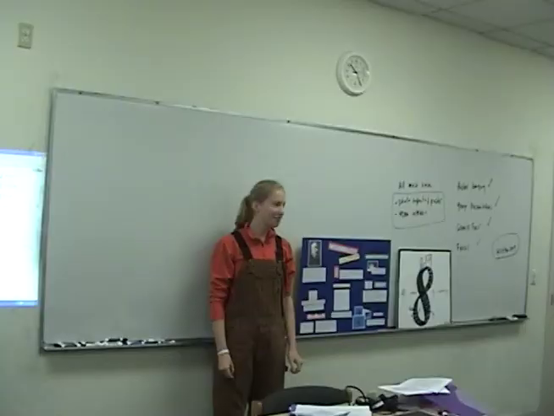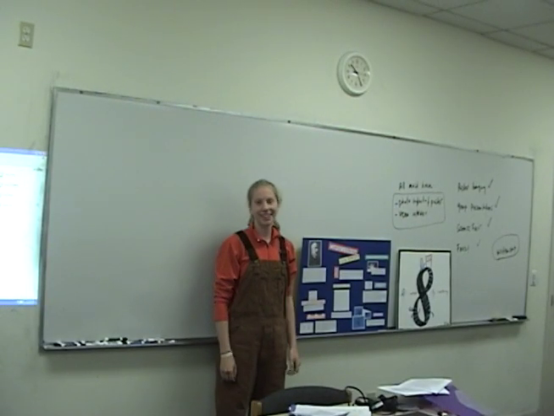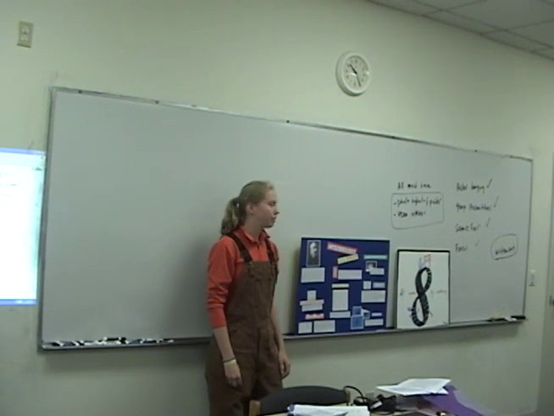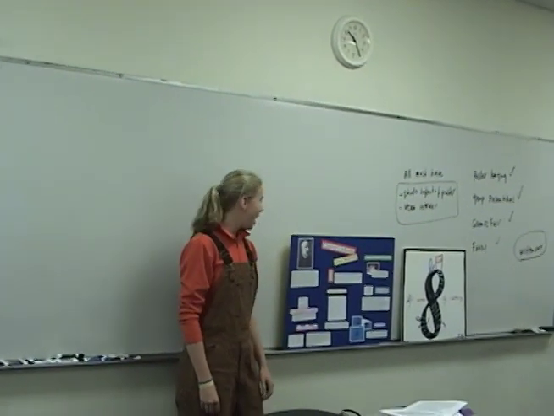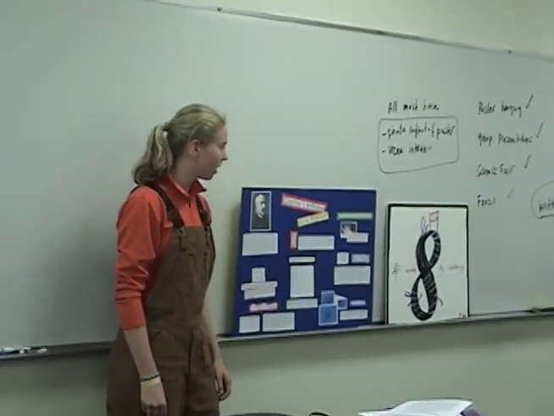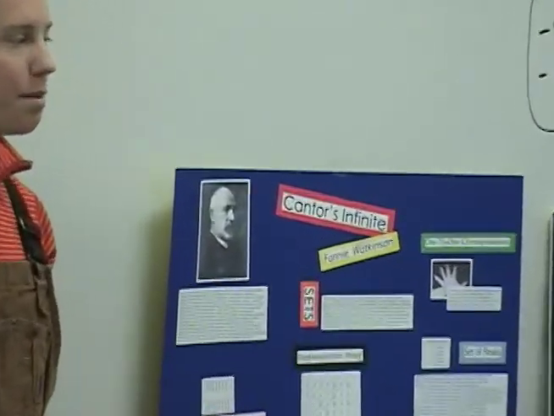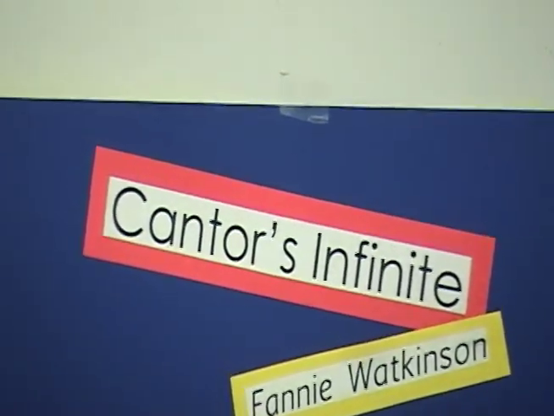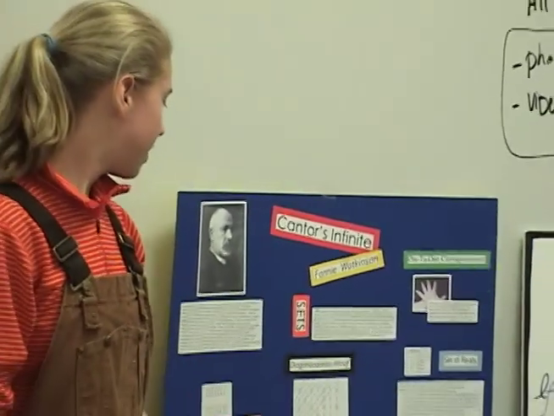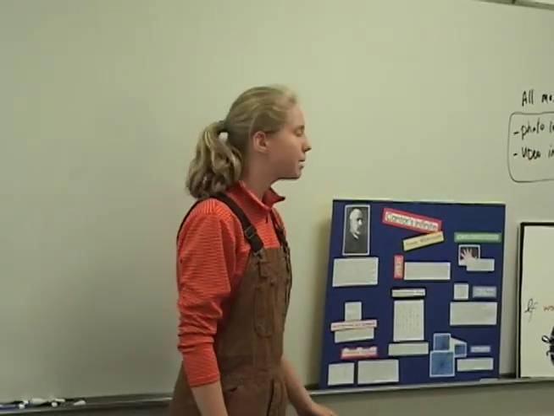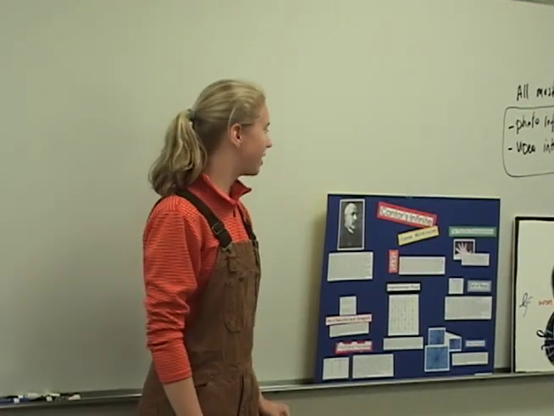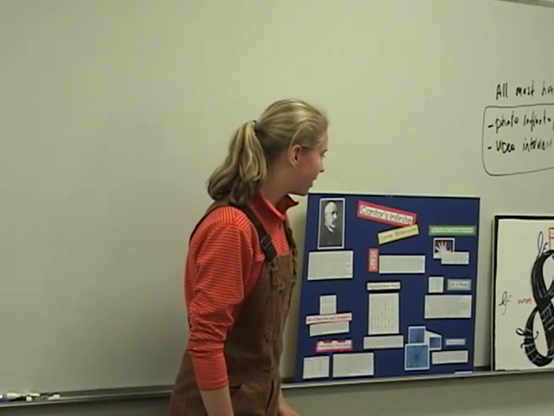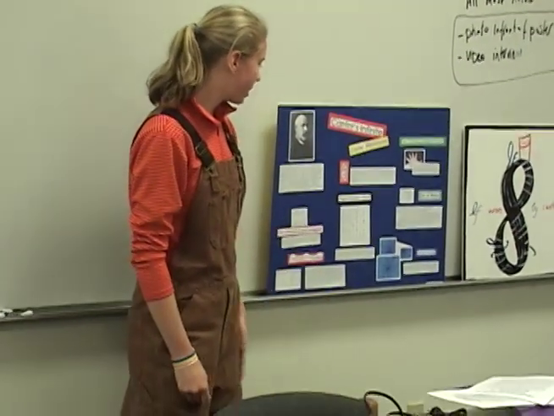Unbelievable. My name is Fanny Watkinson, and I did Cantor's Infinity. As a quick overview, Cantor was a man who was born in Russia and then moved to Germany. He essentially proved that there's a hierarchy of infinities, meaning that some infinities are greater than others, or have more members in them. In this time period, people thought infinity was such a scary thing, don't go near it, don't touch it. And he was infatuated by it. So he really worked with these abstract concepts to prove this.